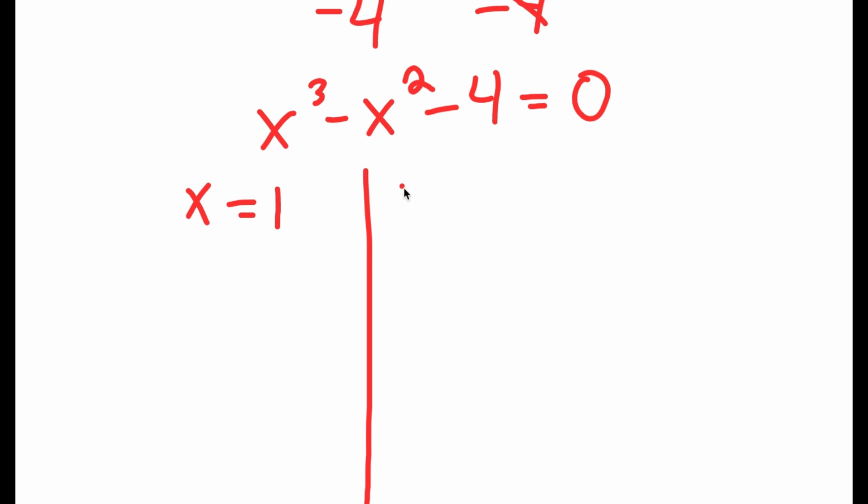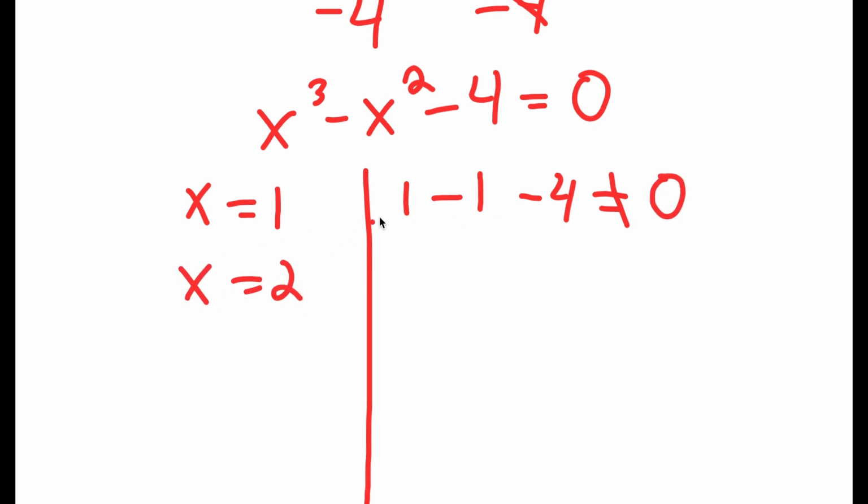So if I plug in x equals 1, I get 1 minus 1 minus 4, and this does not equal 0, so this is wrong. Now if I plug in x equals 2, I get 8 minus 4 minus 4, and this does equal 0. So x equals 2 is a solution.